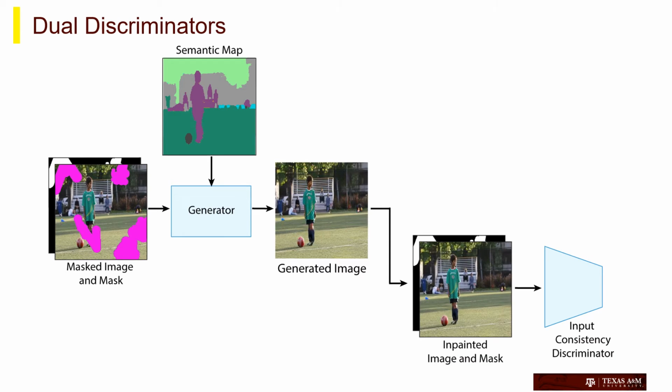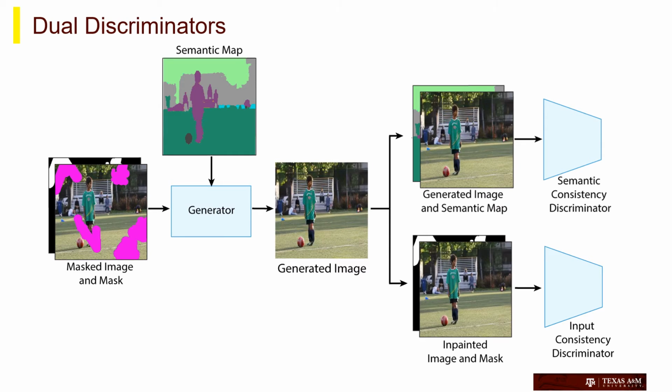In order to enhance the quality of the final result, we train using two discriminators. The inpainted image and the mask is supplied to the input consistency discriminator, which forces the generator to produce results that blend with the input masked image. The generated image, along with the semantic map, is provided to the semantic consistency discriminator, which ensures that the generator can associate feature and texture from the image to the semantic labels.